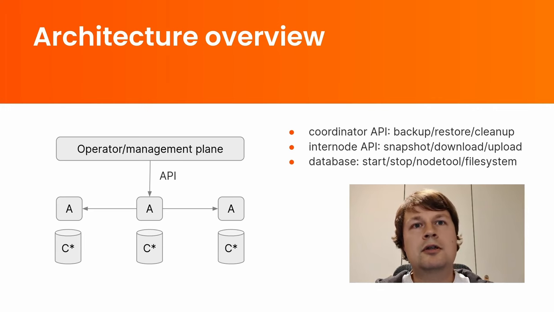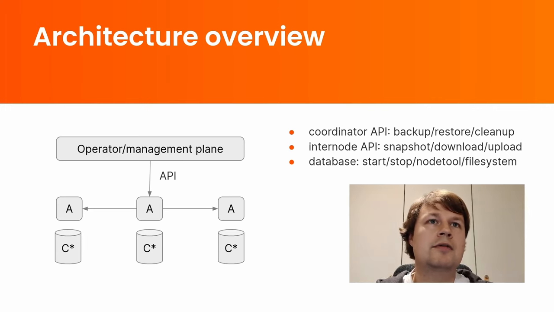Finally, each Astacus node needs some sort of lower-level access to the database itself. For Cassandra, we need to be able to start and stop the Cassandra process, invoke some nodetool commands, namely snapshot. And we also need access to the file system so we could grab that snapshot and then upload it later.